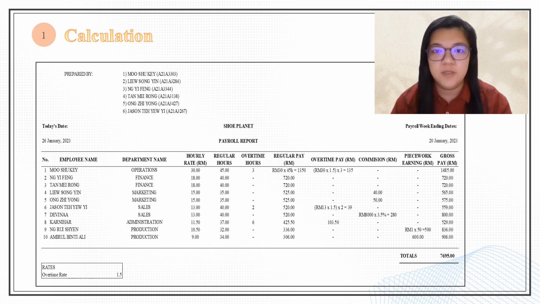Commission is a payment given to employees based on the sales they make. As an example, Davina received a 3.5% straight commission for her 8,000 ringgit sales. Piecework pay is paying an employee a fixed rate for each unit they produce. For example, Oration and Amiru are paid 1 ringgit for each pair of shoes produced. Gross pay is the total amount of money an employee receives before taxes and deductions are taken out.